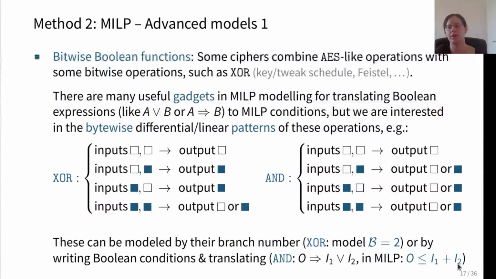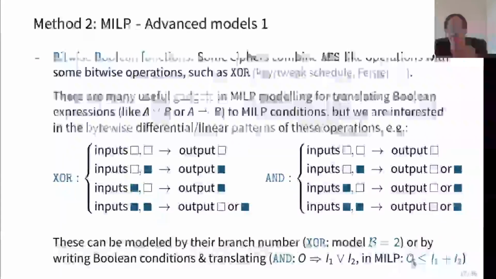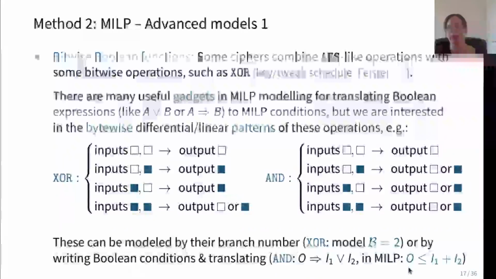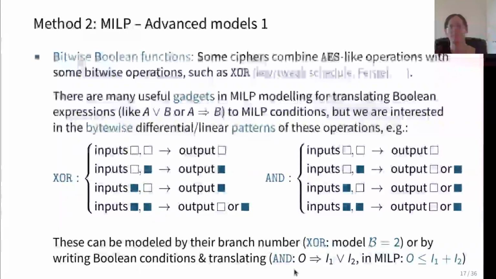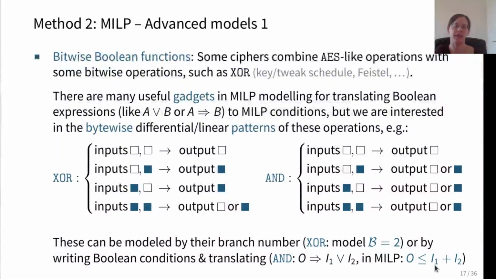However, if both of them are inactive, the sum here is 0, and the output must also be 0. So this linear expression here has exactly the same solutions as this Boolean expression here, and is thus a suitable model of this AND here. And the advantage of this approach compared to this is that sometimes you can get away without introducing any helper variables.